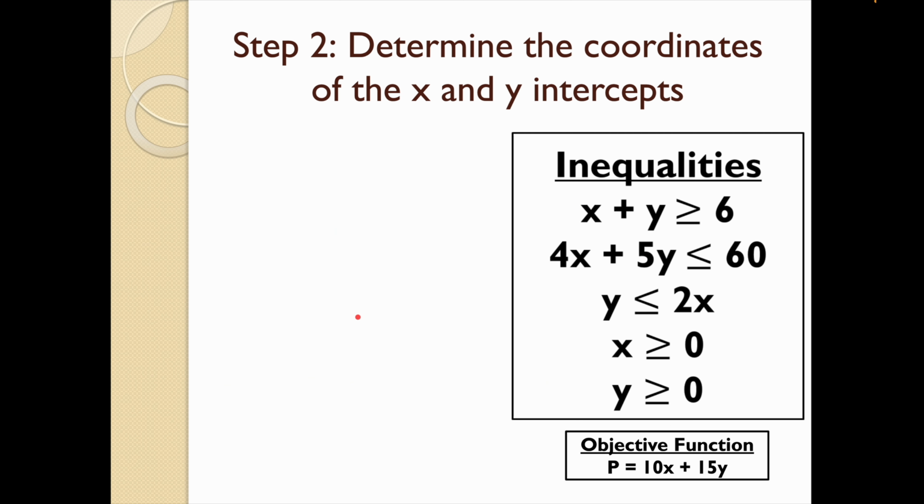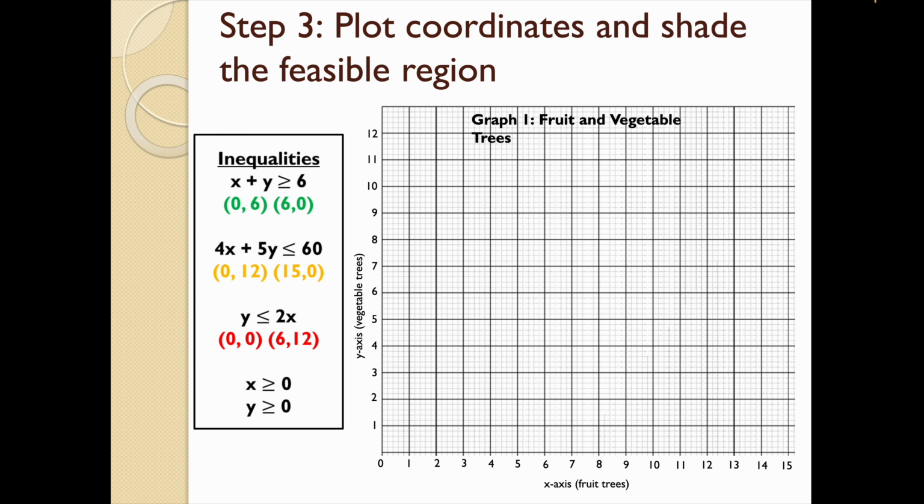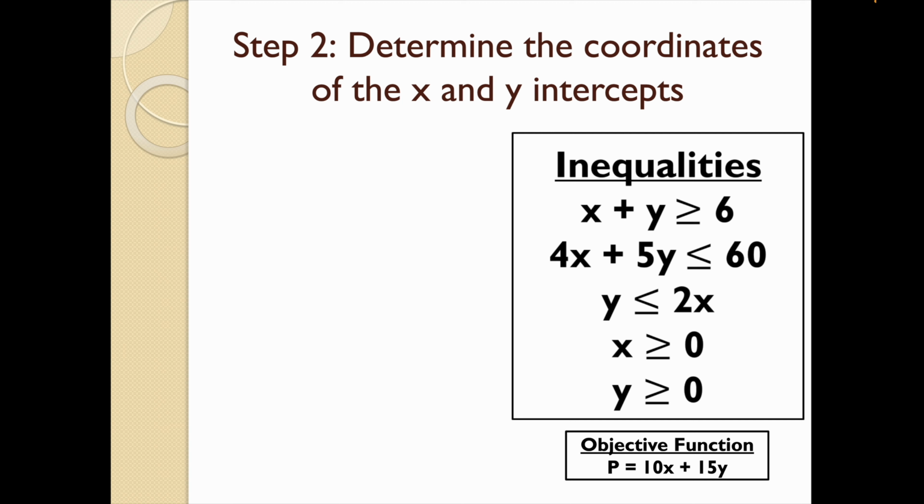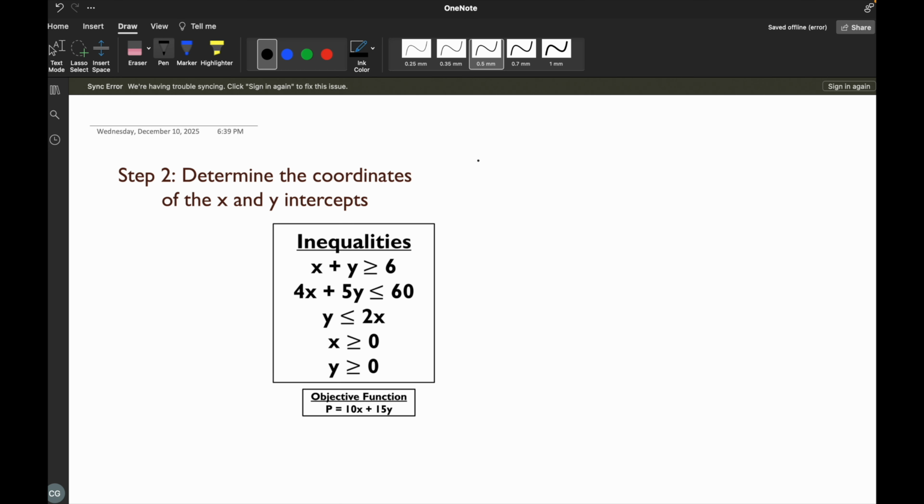Lovely. Now the next thing that we need to do is to determine the coordinates of the x and y intercepts. So we have to do that for each of these. This is something that we did last time. So it's the same exact process. Let's go through them and get the coordinates for these. The first one that I have here is x plus y equals 6. Now we need to figure out the x and y intercepts.